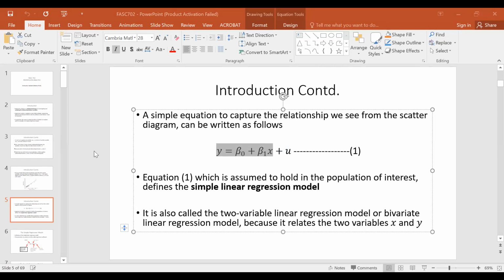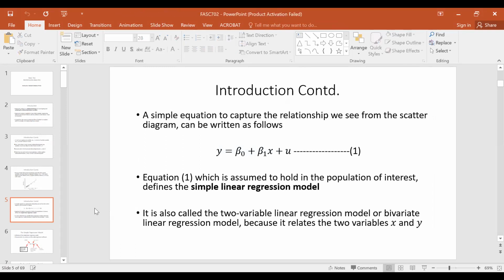Okay, and then the U here is supposed to control for or cater for all other things that affect Y that I do not know about. It's possible I know them, but I don't have data on them. So any other thing that is unobservable, any other thing that is a disturbance term or random shocks are all captured by U. Okay, so equation 1 is called a simple linear regression model.